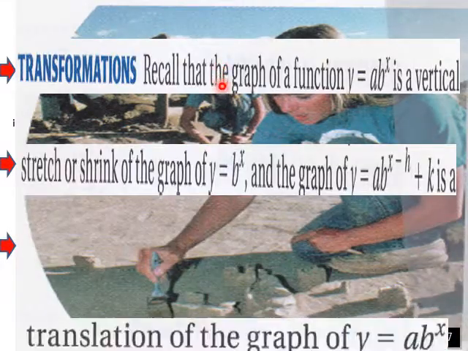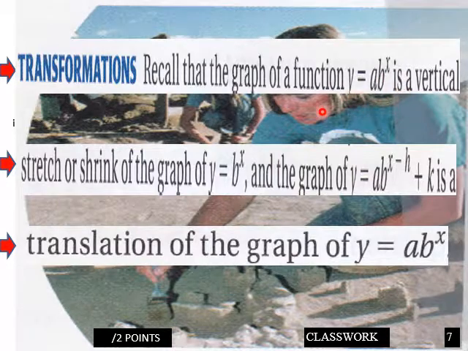Okay, transformation. We call the graph of y equals a b to the x a vertical stretch or shrink of y equals b to the x, and the graph of y equals a b to the x minus h plus k is a translation of this type of graph here.